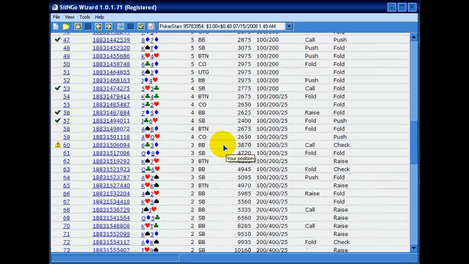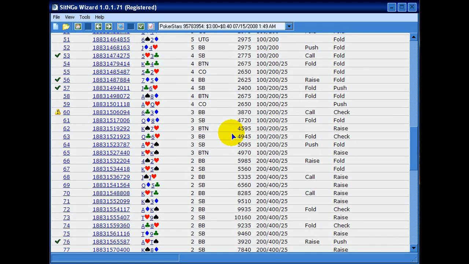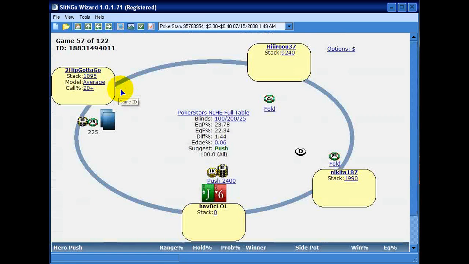And yep, and we push this, which is a very standard push. Right, so some of you may be thinking, how often does 2 hip gotta go have to call in order for this push to be made not plus EV?